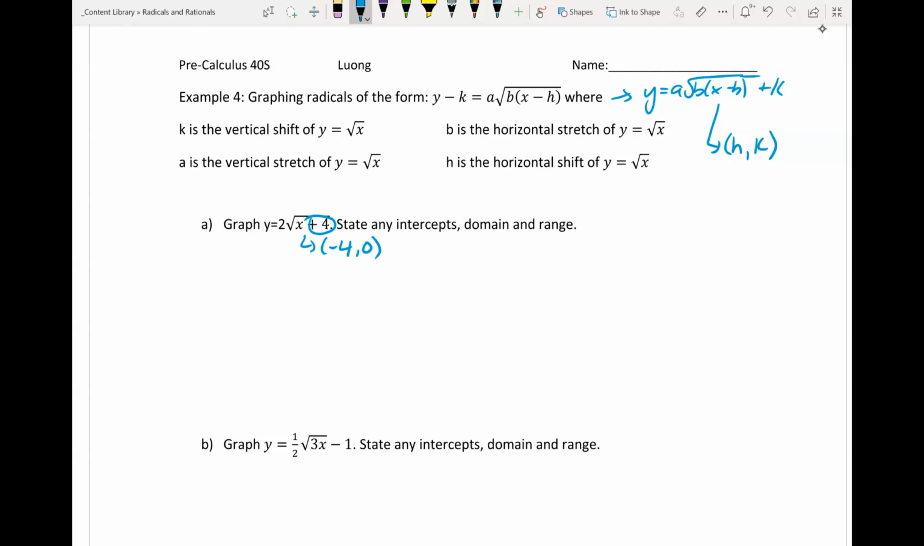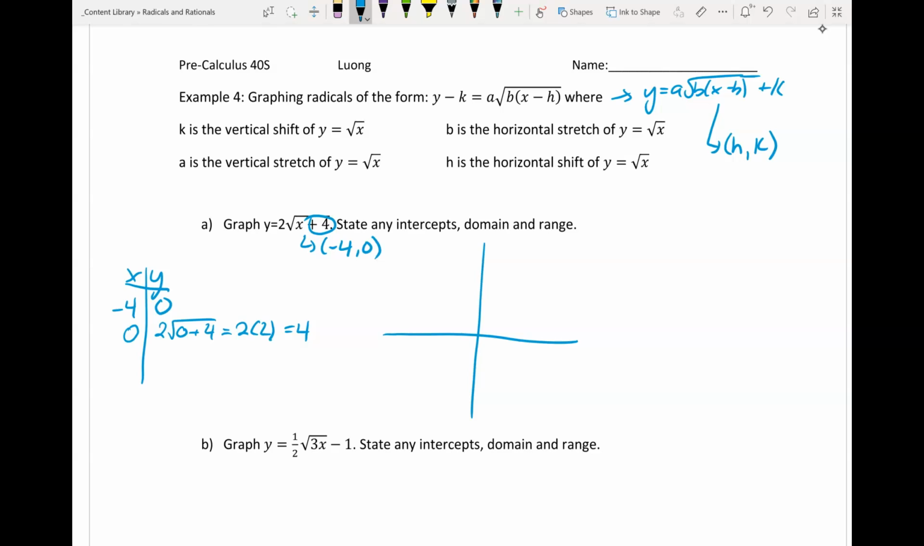Now we need to find a second point, and on any test or exam you need to find at least 2 points. So we have one already, and then we need to find one more. Since we have to find intercepts anyway, I suggest finding the y-intercept. That is when you set x equal to 0 and then solve for your y value. So this is 2 times the square root of 4, which is 2 times 2, so 4. So we have a point at (0, 4).